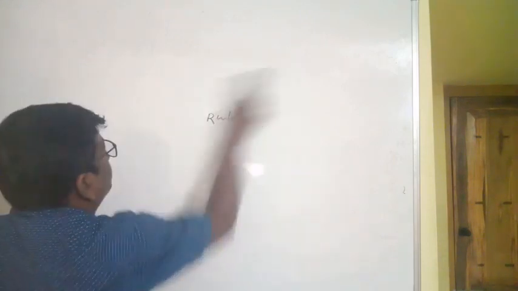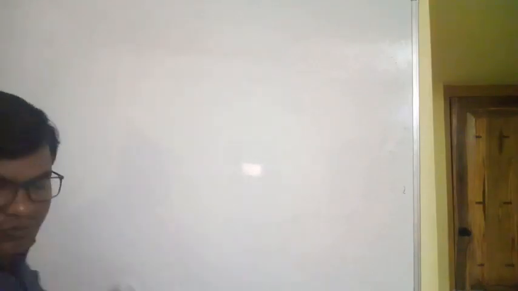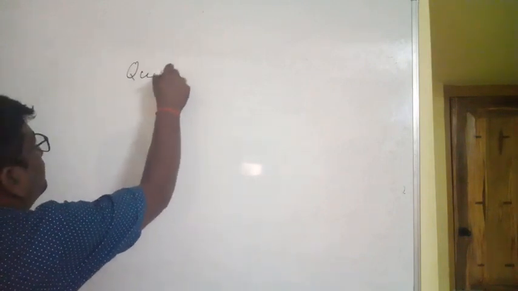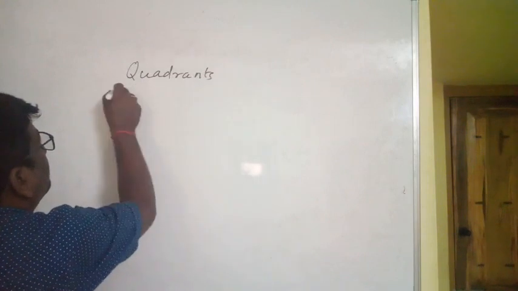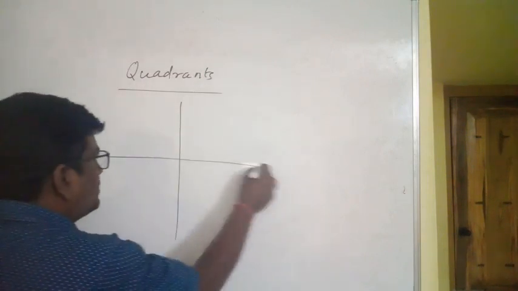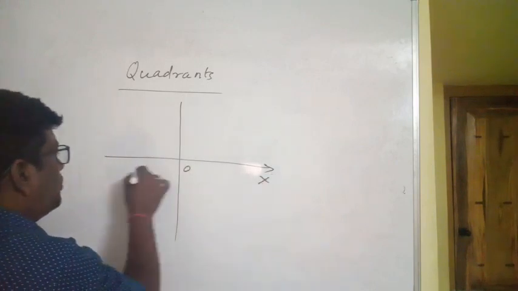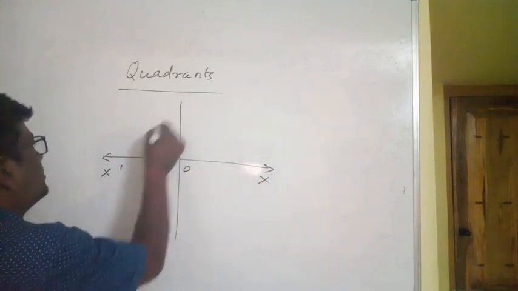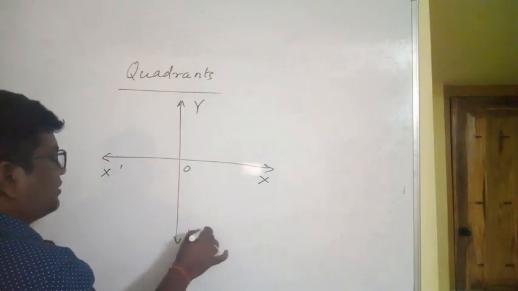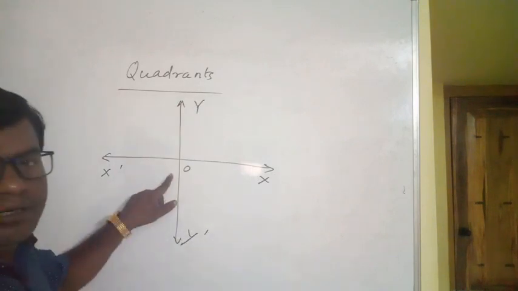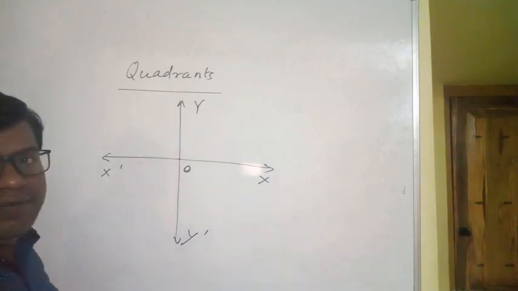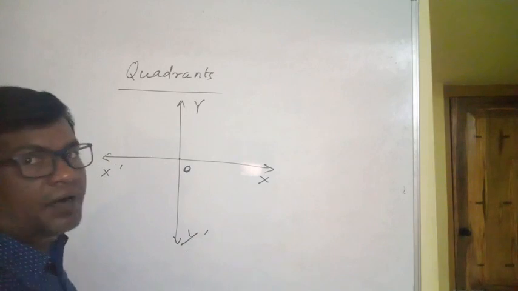Quadrants. Two mutually perpendicular lines XO, X dash, YO, Y dash intersect at a point O. This is called the origin, and it divides the plane into four parts.